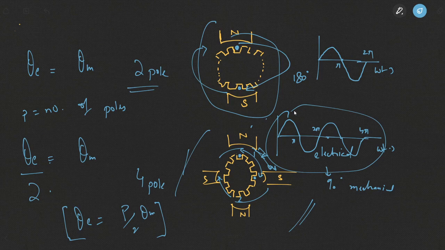So for a 6-pole machine, you will have north here, then south here, north here, south here, north here, and south here, if these are representing your poles.